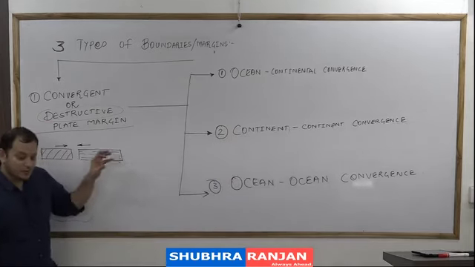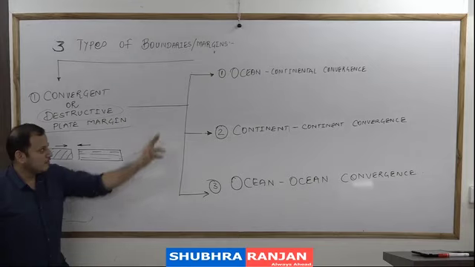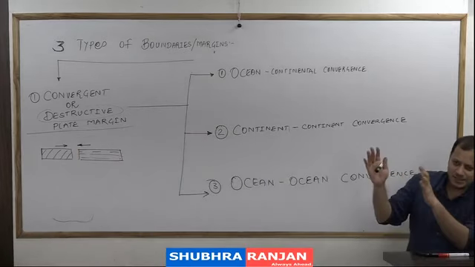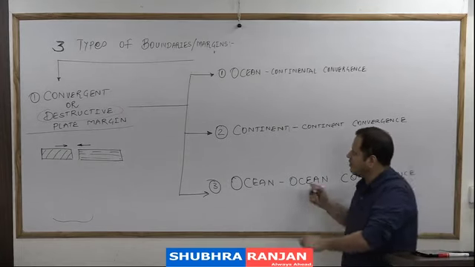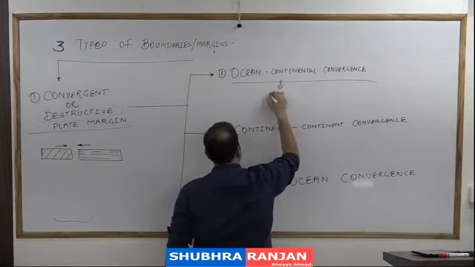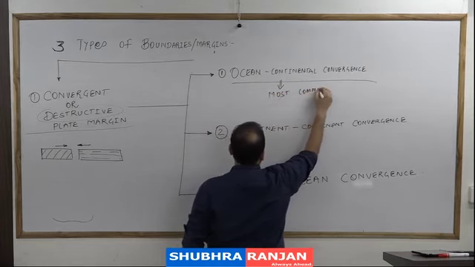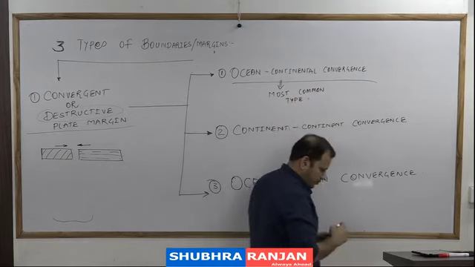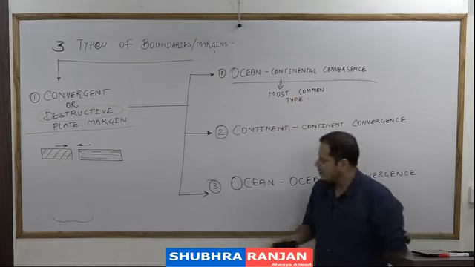The most common type of convergence among the three is ocean continent convergence, because most of the plates have one margin that is oceanic while the other margin is continental. So just remember that this is the most common type of convergence.